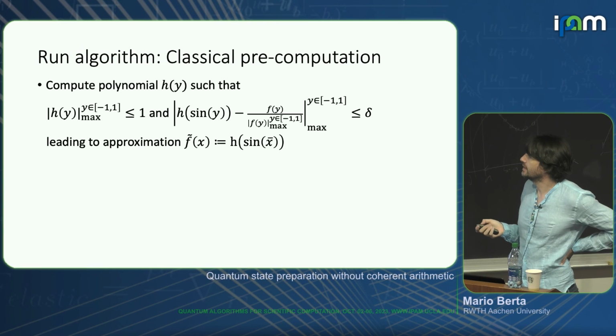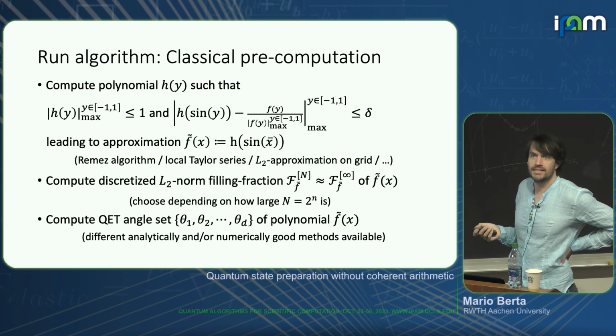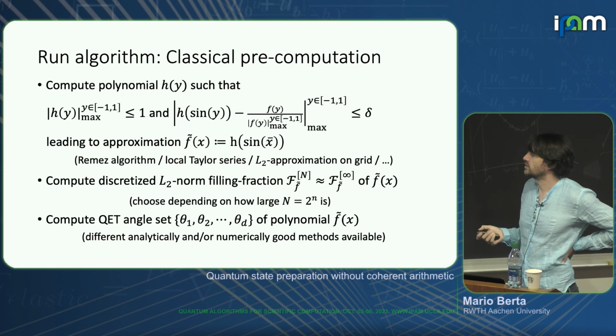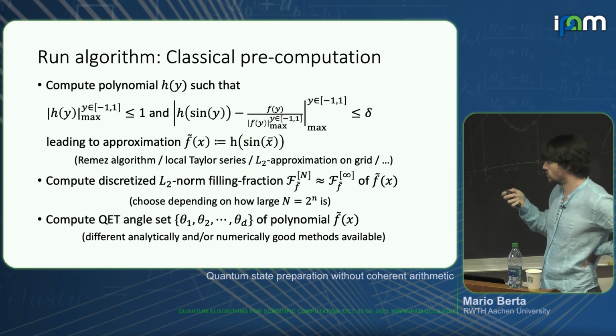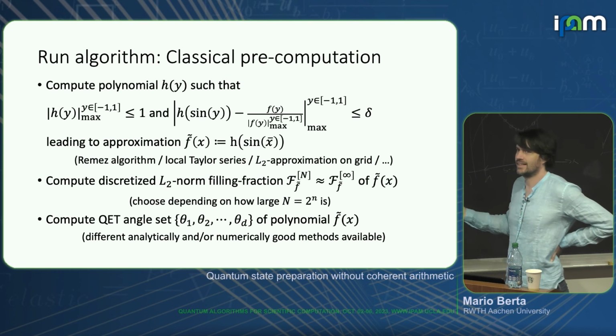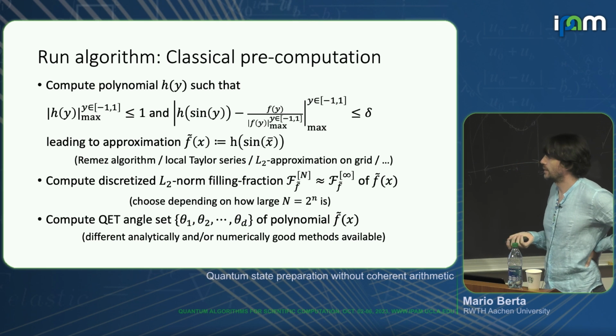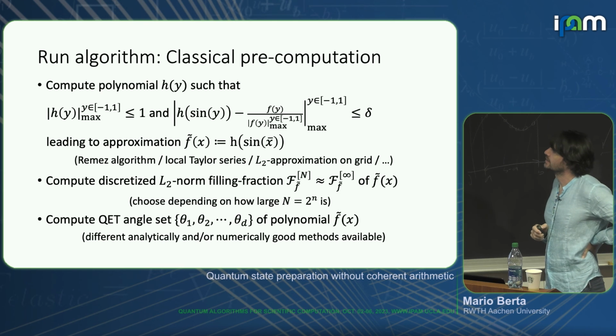This is the circuit again. Just emphasizing that a lot of stuff goes into the pre-processing, right? So you have to find this polynomial approximation. You have to compute this L2 norm filling fraction or its continuous version thereof. So if n is too large, you can work with this, and this approximation is going to be provably good under some assumptions. So these complexities you saw, they took into account that you have to be able to compute these things efficiently, classically as well. So there's no exponential things hidden here. You have to compute the QET angles.